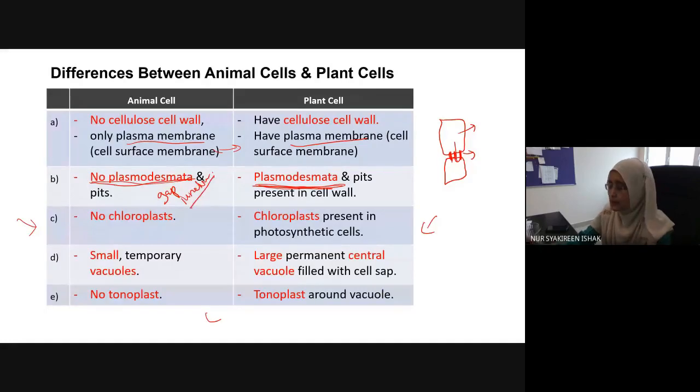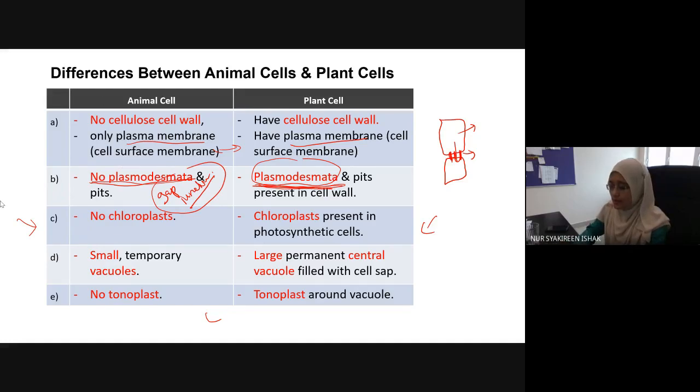Okay, so maybe boleh lah juga tulis. Instead of writing there's no plasmodesmata in animal cell, you can write for animal cell, they have gap junction. For plant cell, they have plasmodesmata. Okay, and then for animal cell, no chloroplast because they do not carry out photosynthesis. Plant cell, because they carry out photosynthesis, they have chloroplast.